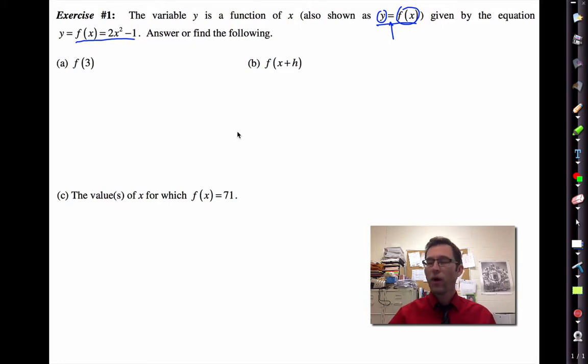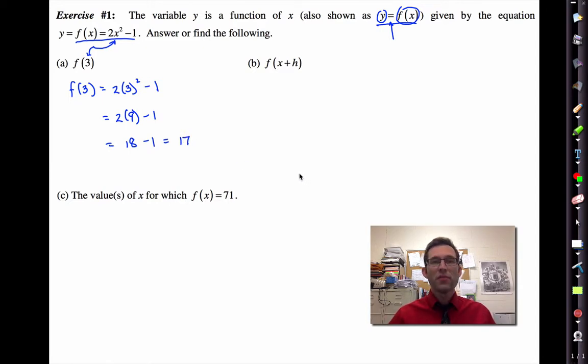All right. Well, function notation, which we're going to really need to master at this level, says that whatever goes in here substitutes in for the independent variable. So f of 3 is going to be 2 times 3 quantity squared minus 1. We just have to remember our order of operations. That exponent comes before the multiplication, so we'll get 18 minus 1, or 17.